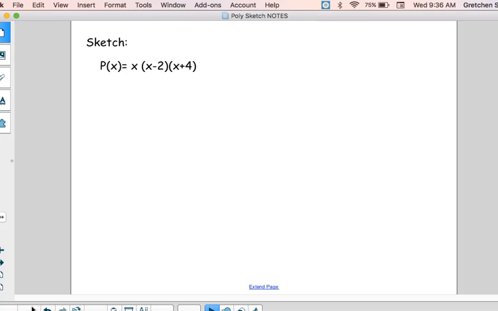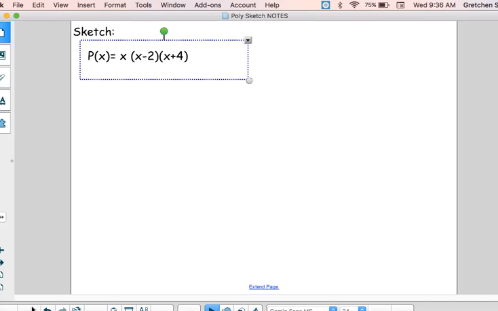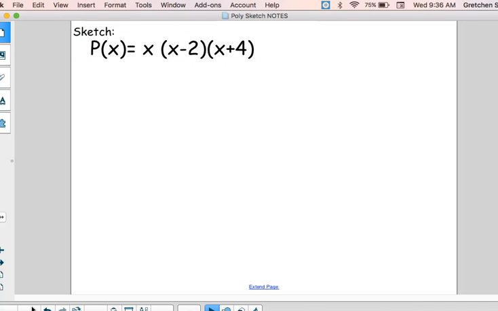Okay. So P of x just means it's a polynomial. It's the same as f of x. It's the same as y. Doesn't matter what that is. When you do this, always go in this order. Always answer these questions in this order, and you'll be fine. First thing, always the degree. Find the degree. The degree is a huge piece of information. What is the degree of this polynomial? 3. You have 3 pieces.